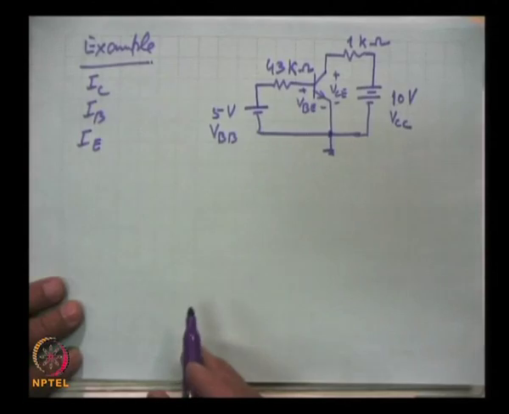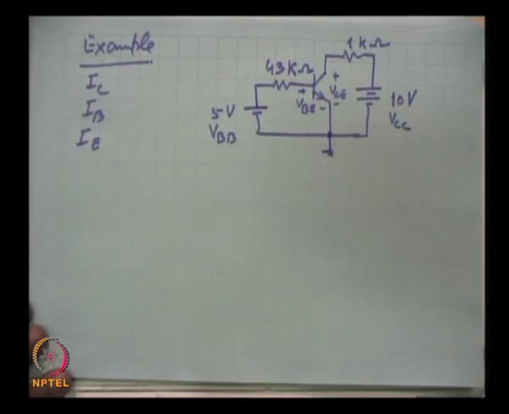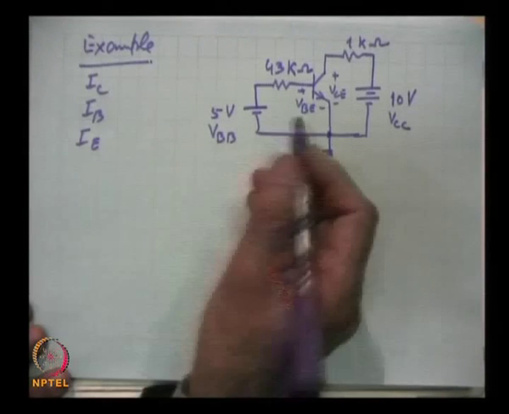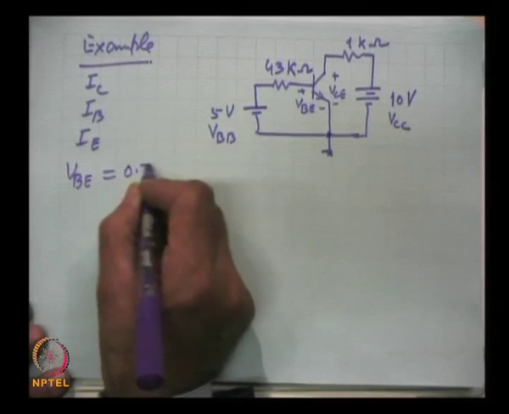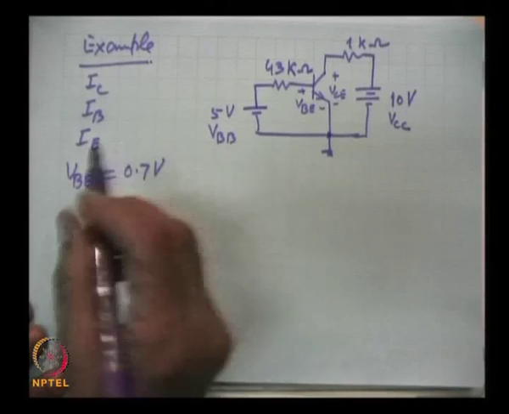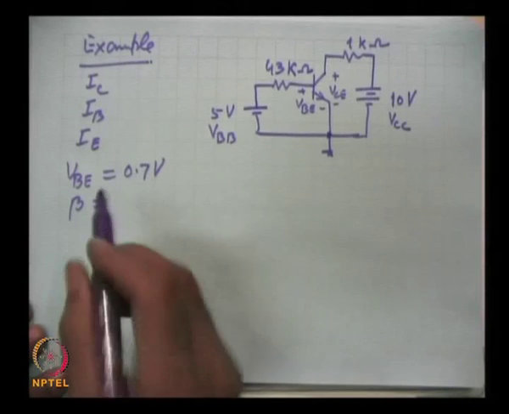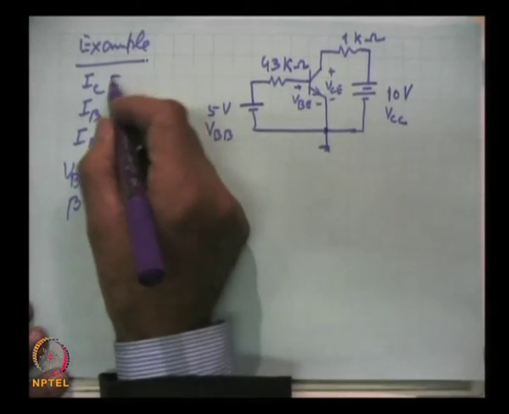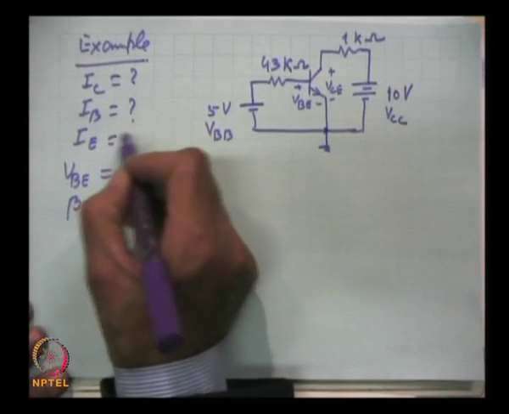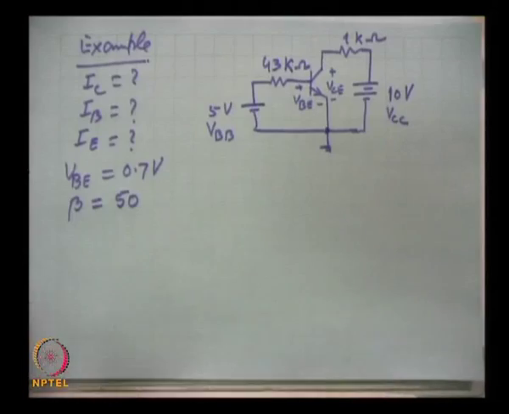a circuit when some parameters are given, and what is given is that in this circuit VBE is 0.7 volts, and also given that beta, the transistor current gain, is say 50, and we have to find out the value of these three currents.